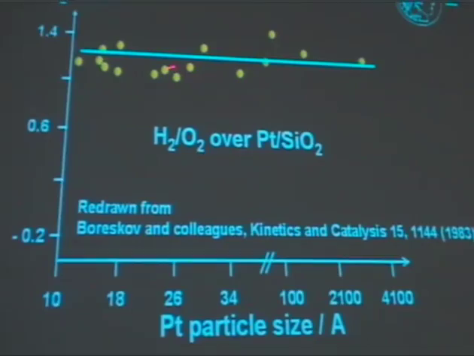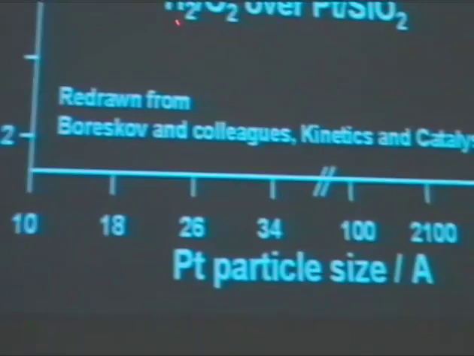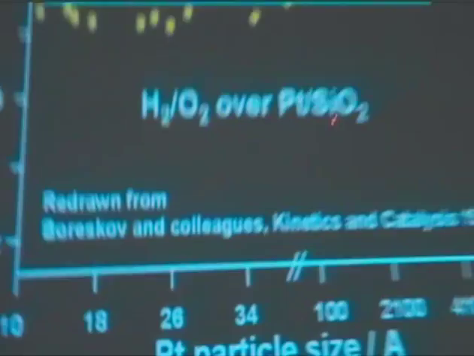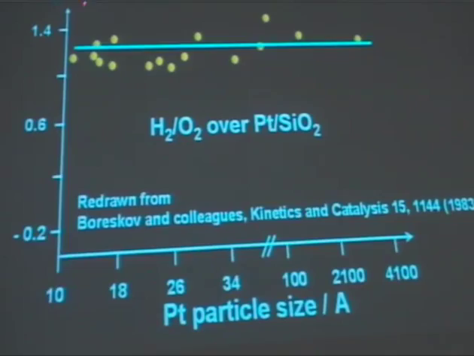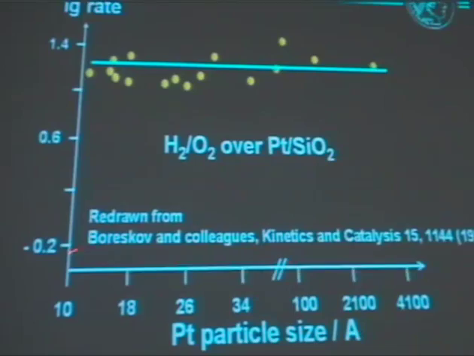And this is a very careful study, ranging from platinum particle sizes as small as 1 nanometer to basically bulk platinum. This group looked at the hydrogen-oxygen reaction, so hydrogen oxidation over platinum on silica, and they basically found that the normalized reaction rate, this is a rate normalized to surface atoms, is independent of particle size over an extremely wide range.